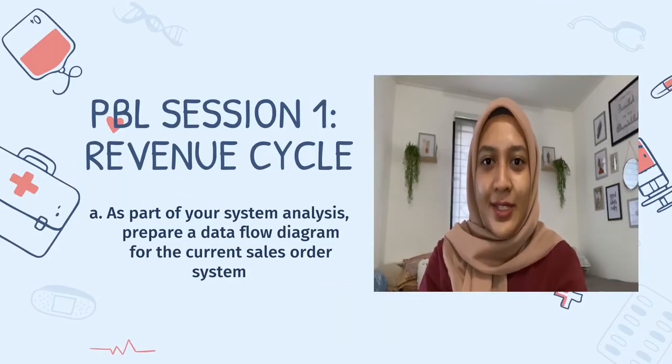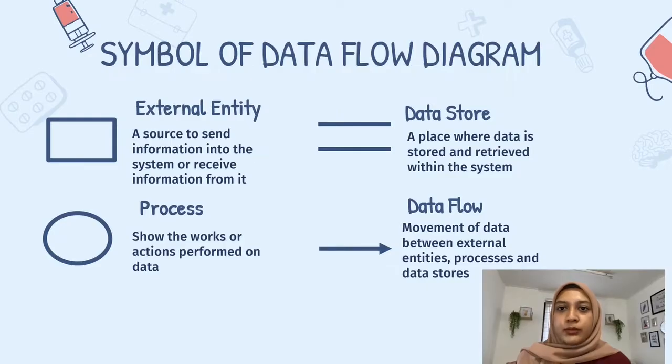Hi, my name is Siti Nomaisa Ramnodin and I will present the answer for PBL Session 1 Part A. Before that, I will explain the basic symbols of a data flow diagram. The first one is the rectangle, which indicates the external entity. It is a source to send information into the system or receive information from it.